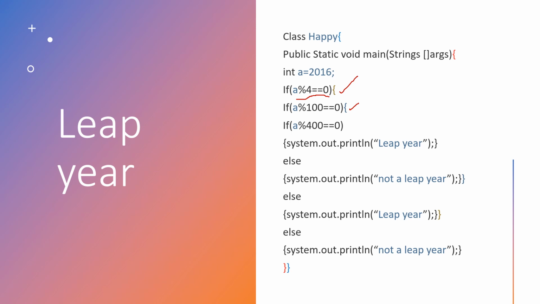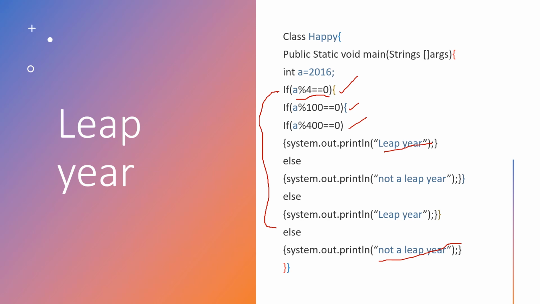If a modulus 400 is equal to 0, if 2016 modulus 400 is equal to 0 and the condition is also satisfied, then it will come here and show it as a leap year. Normally for this execution it will show a leap year only. If assume the condition a modulus 4 is equal to 0 is not satisfied, then it will automatically go to this else part: it's not a leap year.